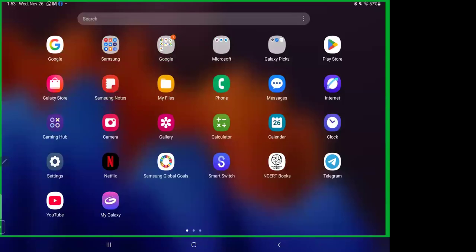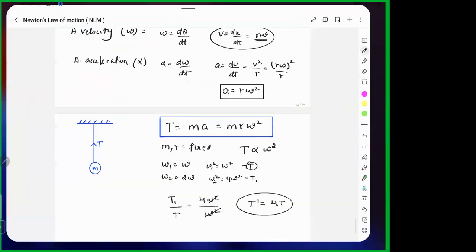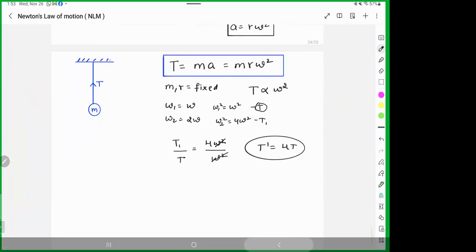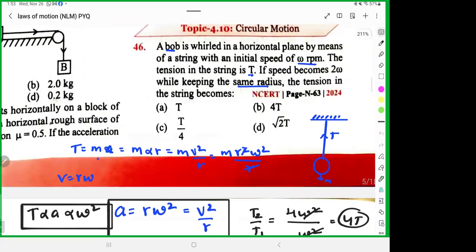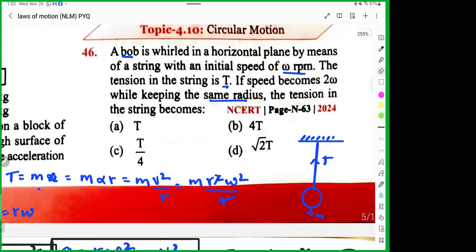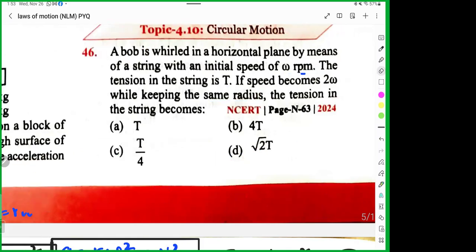So why am I doing this again? What I did in this question, अब देखो, अगर मुझे ये पेपर में सॉल्व करना होता, if I have to do the same question in the final exam, how will I do? I know tension directly depends upon the acceleration, it depends upon r omega square. So it depends upon omega square. If omega becomes 2 times, tension will become 4 times. Okay.